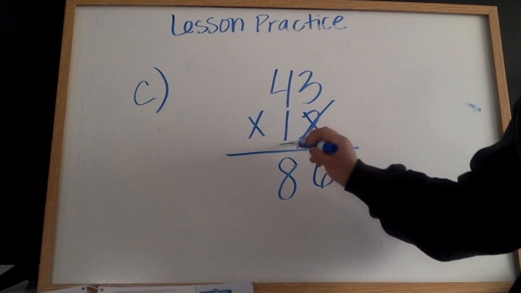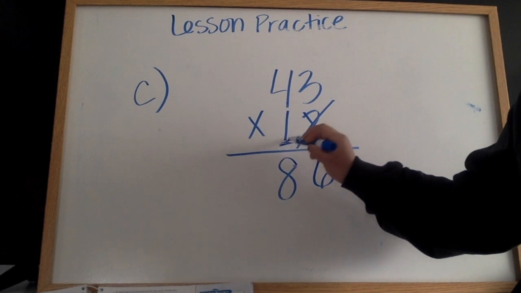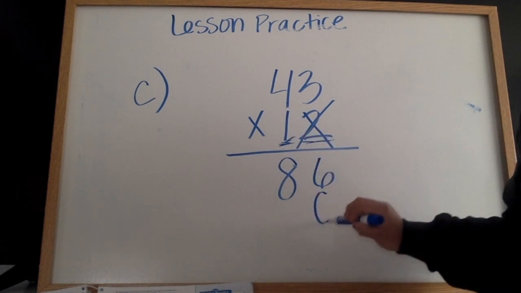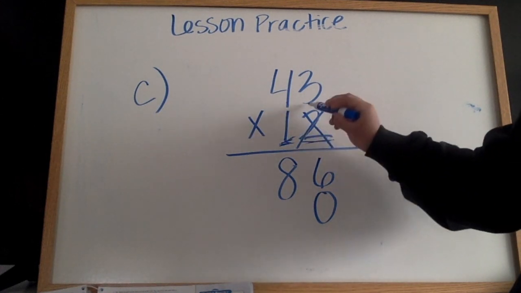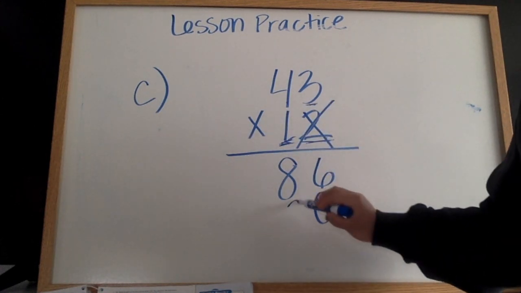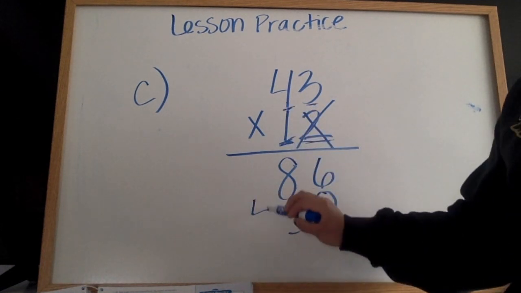Now I'm going to be using this 1 right here, which is in the tens place. So we're actually taking 43 times 10. So that means I'm going to put my 0 here. 1 times 3 is 3. 1 times 4 is 4.